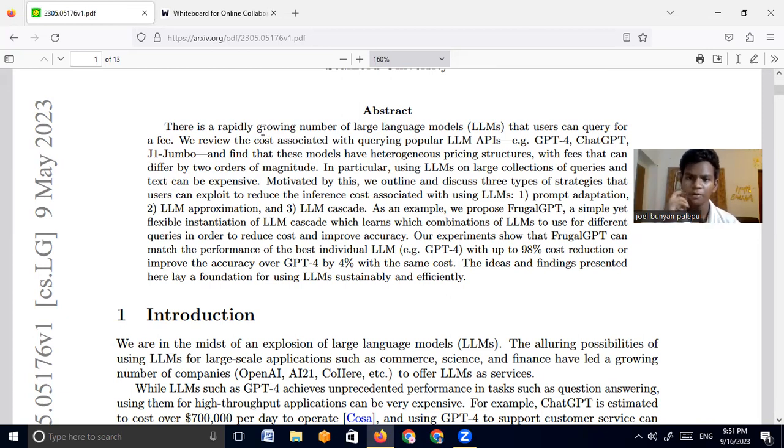Right, so let's read the paper, the abstract first. There is a rapidly growing number of language models that users can query for a fee. We review the cost associated with querying popular LLM APIs, for example ChatGPT, GPT-4, J1-Jumbo, and find that these models have heterogeneous pricing structures. I'll just see what heterogeneous actually is.